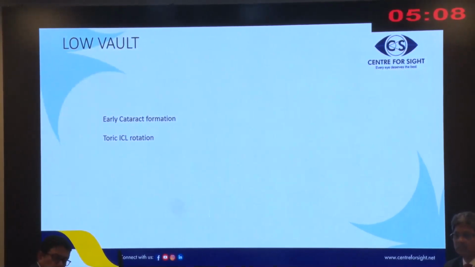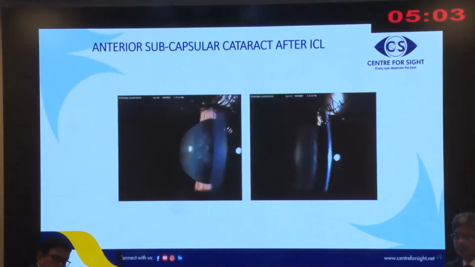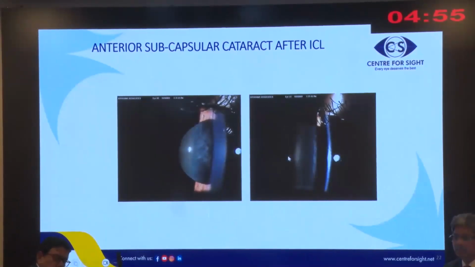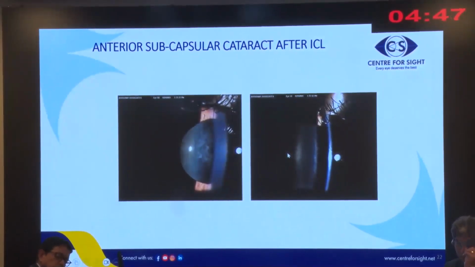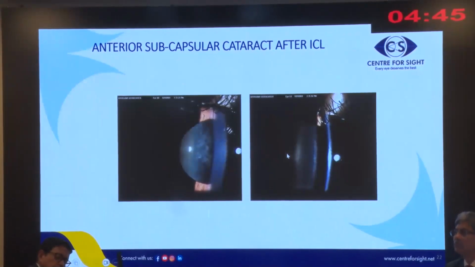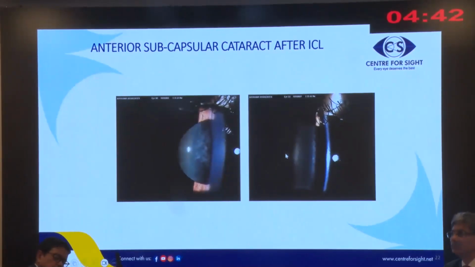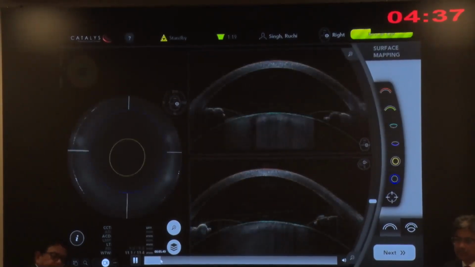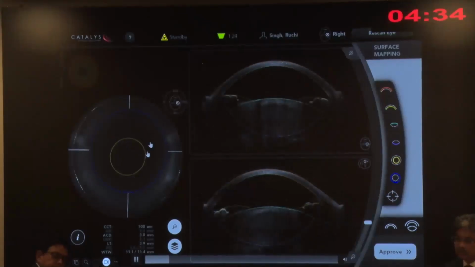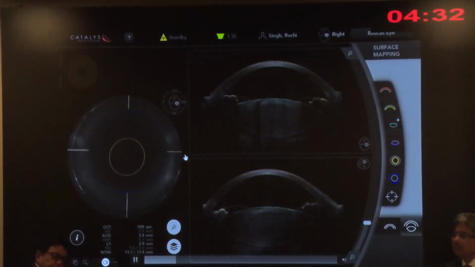Low vault means it's a small size lens, so you can have toric ICL rotations, which can cause a problem, and early cataract formation. This is retained viscoelastic. The central hole has helped reduce this kind of anterior subcapsular cataract. If viscoelastic was trapped, and specifically if it was HPMC, you could get anterior capsular changes, but with the central hole, now you can push fluid through it so that the central part is clear, or use it also for aspiration. So we don't get this anymore, but if you have this, we can easily do a phaco or do an explantation.